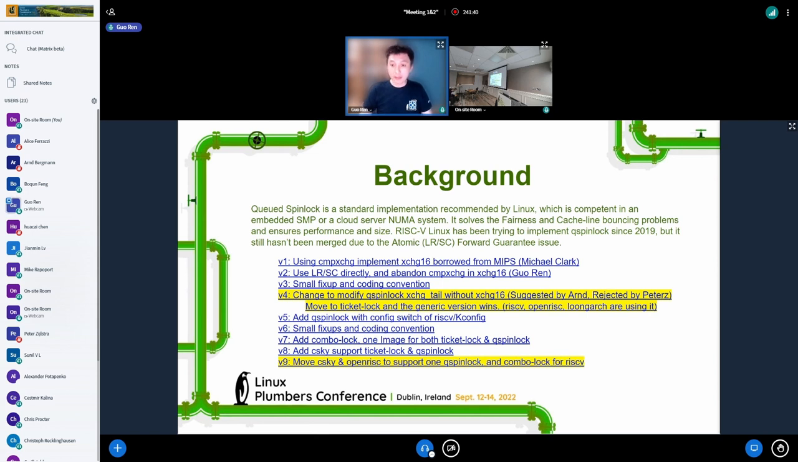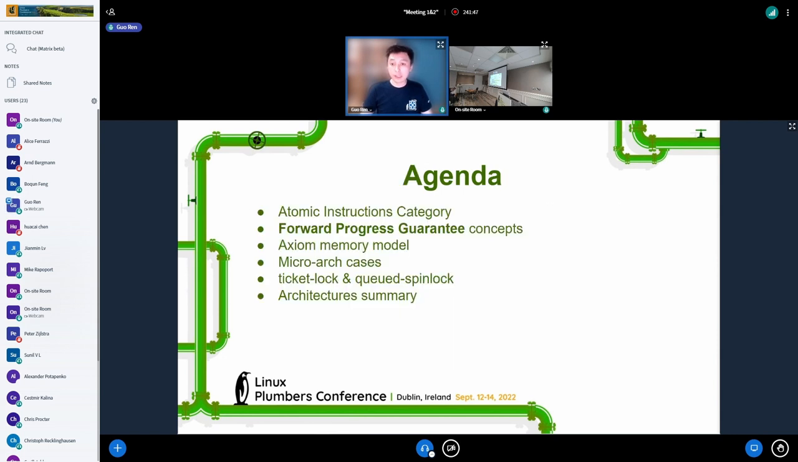So that's the background. I put the links here, and if you are interested, you can have a look. Today is the agenda. Firstly, I will talk about atomic instruction category concepts. Second, I will give the forward progress guarantee concepts, then the XM memory model and how we find the forward progress guarantee in the XM memory model. Then I will show some microarchitecture implementation cases, and then we talk about ticket lock and Queued spinlock requirements. In the end, we give the architecture summary.